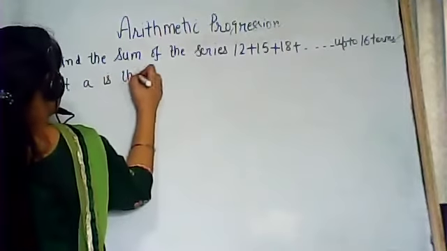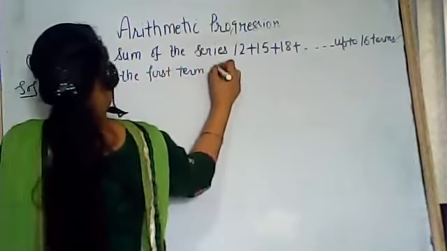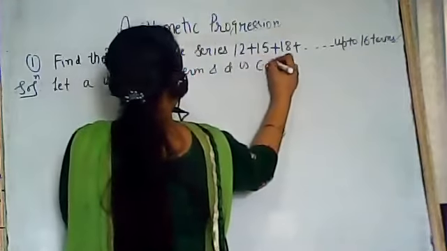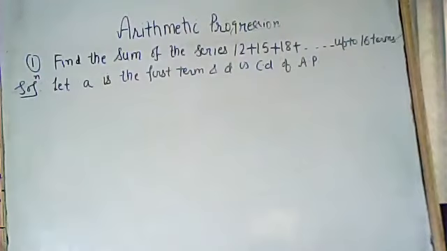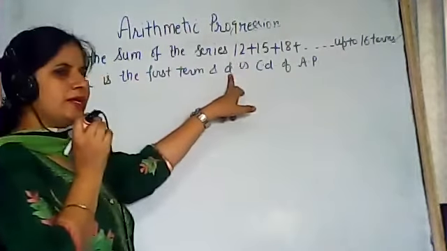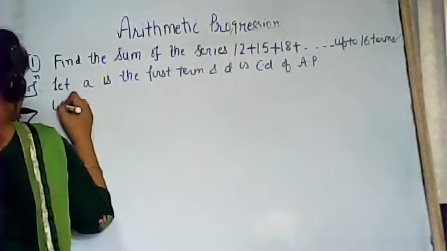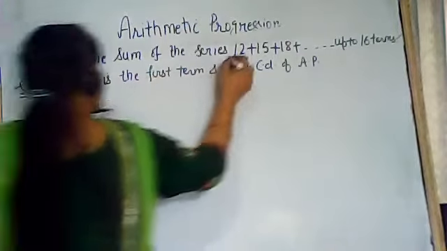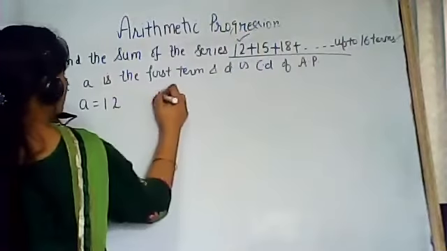Let A be the first term. The first term is always denoted by A, and D is the common difference of the AP. In any arithmetic progression, the common difference is denoted by D and the first term by A. Beta, what is the value of A in this series? It is equal to 12. So A equals 12.